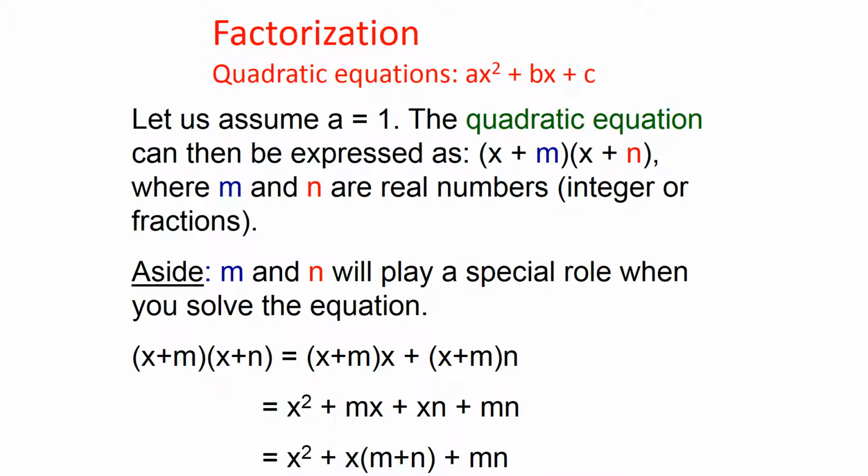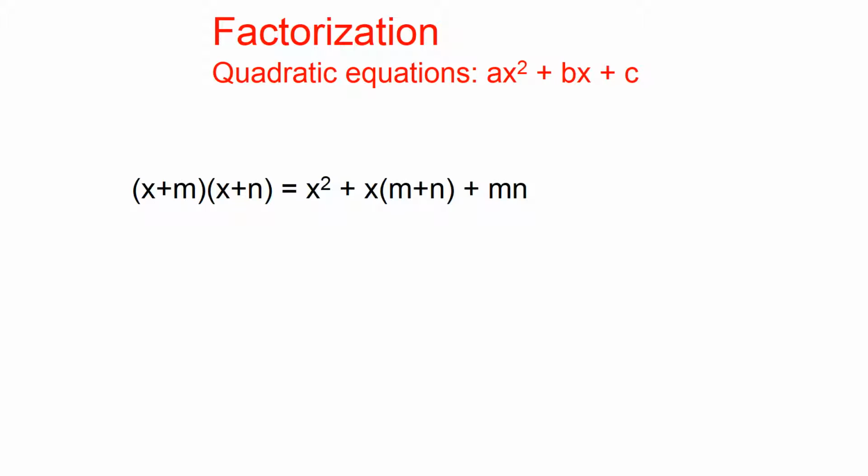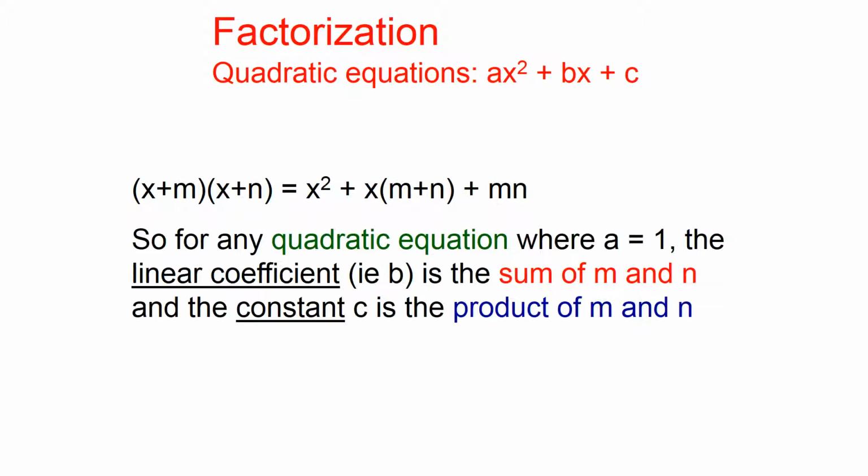So this is the final answer. We've got 1x squared, we've got a number here, m times n, and if m and n are just numbers, you times them together and you'll just get a number. And then you've got m number of x's and n number of x's. So this term here is going to be x times the sum of m and n. That's expressed up there.